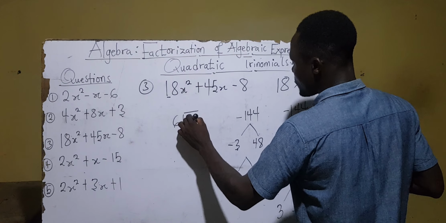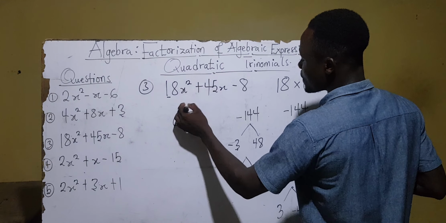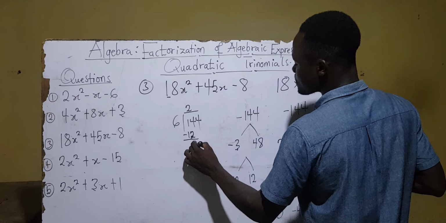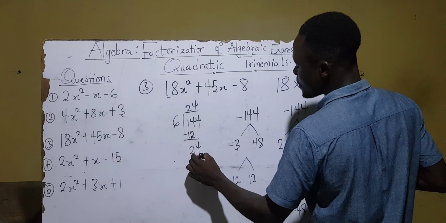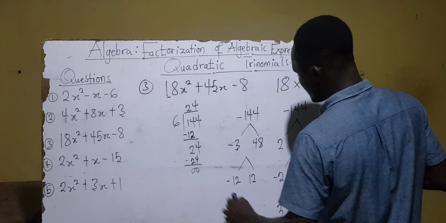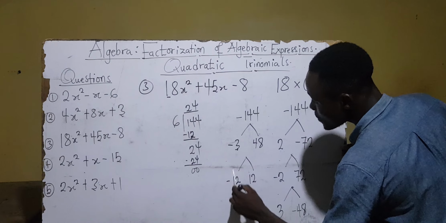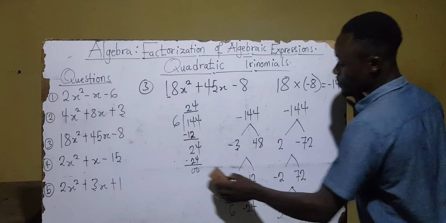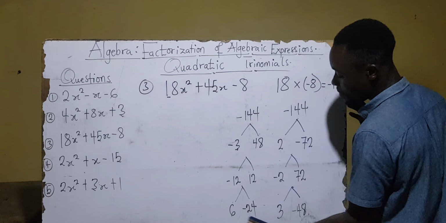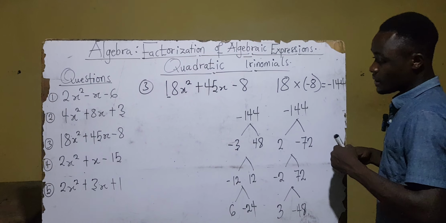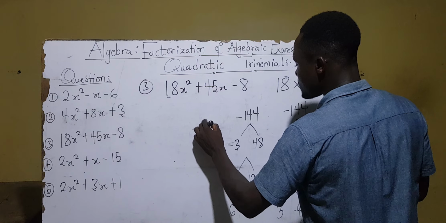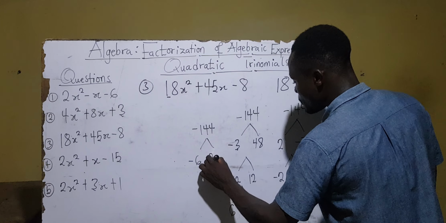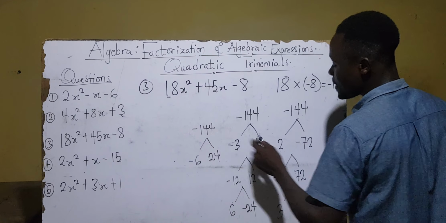I can have 144 here. Now 6 goes into 14 2 times. Then I have 12 here, a remainder of 2. So 6 goes into this 4 times, so I'll get 24. That means this will work for us. So here I'm going to get positive 6 and negative 24. So positive 6 and negative 24, when I multiply, I'll definitely get what I have here. In the same manner, I can also have the factors of negative 144: negative 6 and positive 24, because if I multiply this and this, I'll definitely get what I have here.